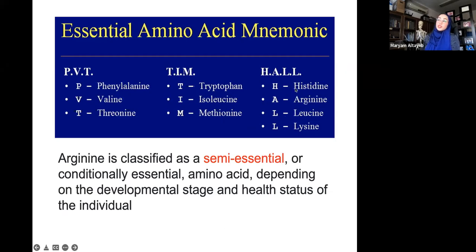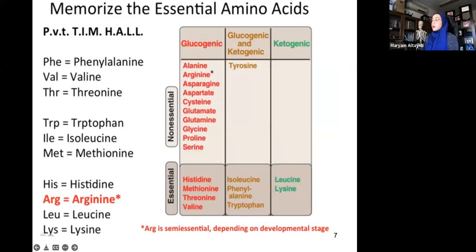However, again, for arginine, it's semi-essential, like we mentioned in the last slide, meaning that you need it in stages or periods of growth more than you do in general. So you need it more specifically in childhood, pregnancy, and positive nitrogen balance states. And again, this is the same mnemonic. And we're going to talk about glucogenic and ketogenic in a bit. Okay, but just keep in mind that you have essential and non-essential amino acids, and from those you can subclassify them. Okay.